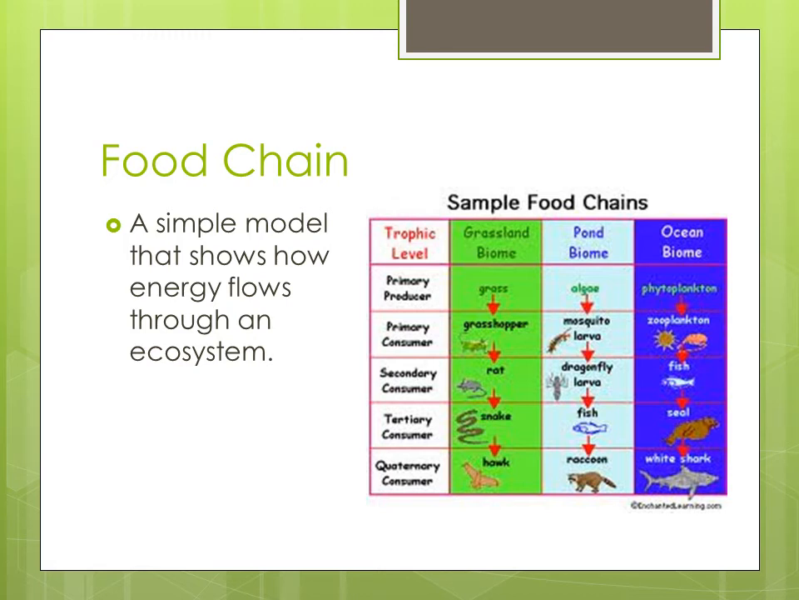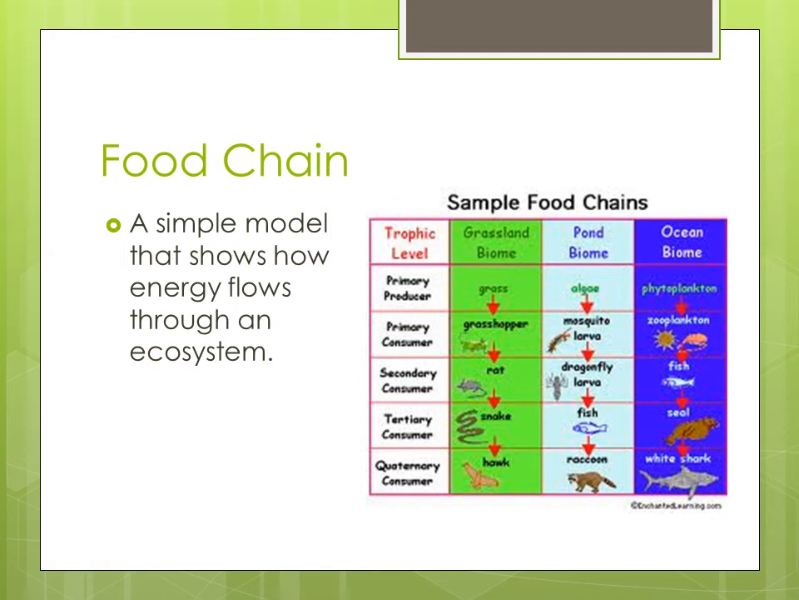So you start with your trophic level. You have primary producer. If you're in a grassland biome, that would be grass. In a pond biome, that would be algae. In an ocean biome, that's phytoplankton. See, they're all primary producers. They're different organisms. It just depends what biome you're in.